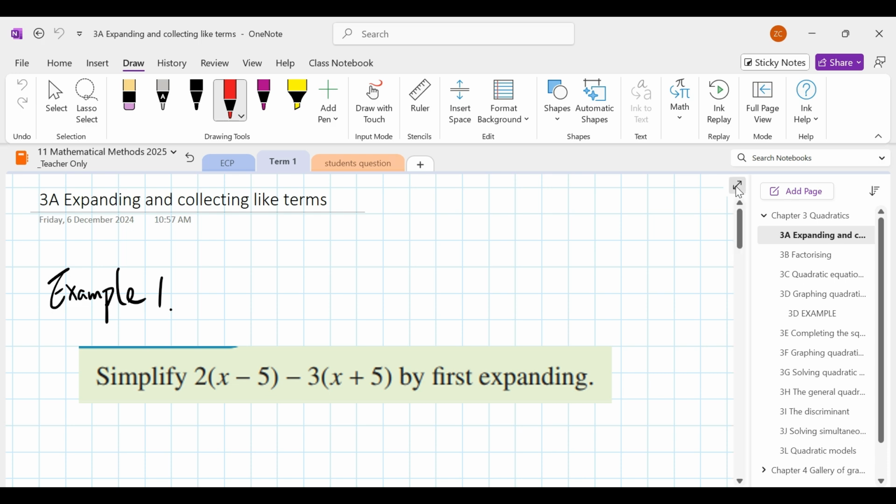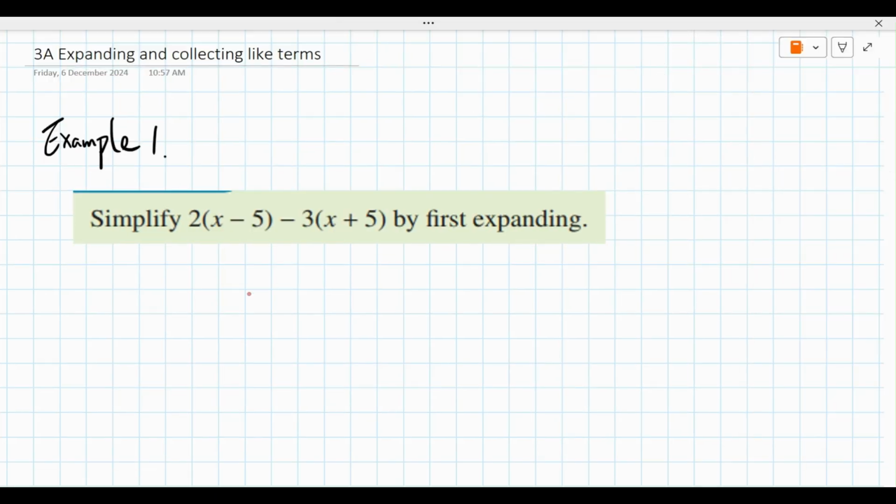Let's start with some easy parts. We do 3A today, which is expanding and collecting like terms. Like terms means the two terms have the same power. For example, 3x plus 2x is 5x. 3x squared plus 2x squared is 5x squared, and so on. So we're going to simplify and combine the like terms.